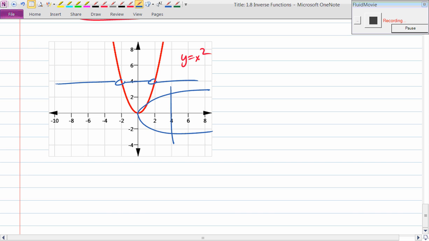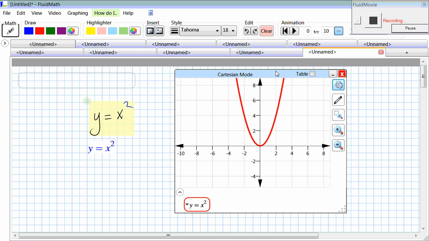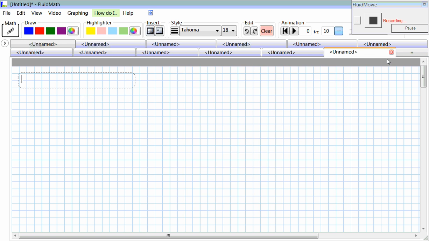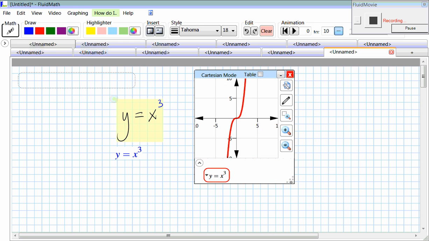Yeah, it's got to pass both tests. Yeah, exactly. So let me give you an example of one that is a one-to-one function, and that would be something that looks like this. The classic example that you see everywhere is y equals x cubed. I'll just do it over here on this page.